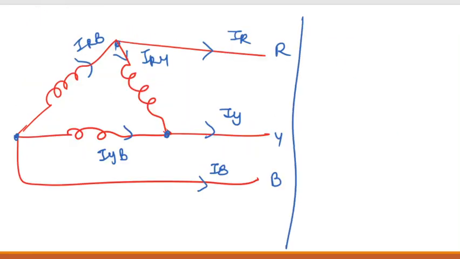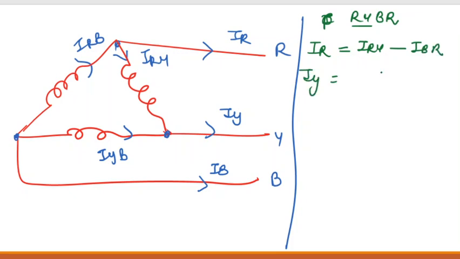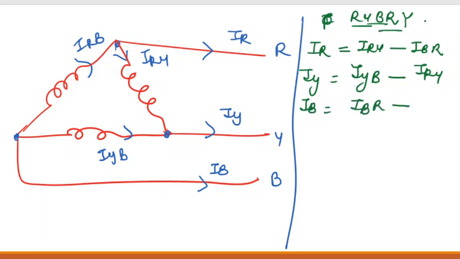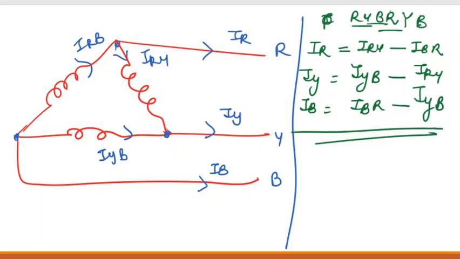So the standard thing is like this. And if you want to calculate IR, so IR would be how much? Like the sequence RYB, IRY minus IBR. Similarly, IY is how much? Y to B, IYB minus IRY, right? IB is how much? IBR minus IYB. You need to learn this, or maybe in your handbook it is mentioned.